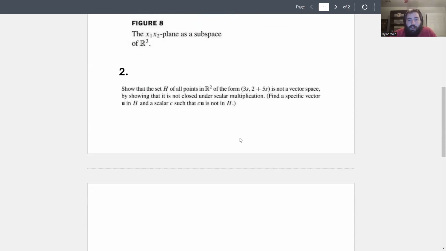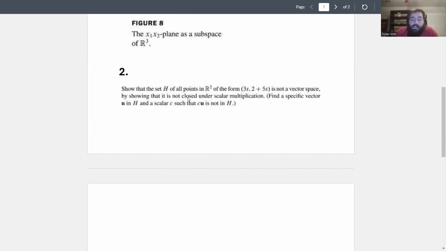Show that the set H of all points in R2 of the form (3s, 2 plus 5s) is not a vector space by showing that it is not closed under scalar multiplication. Meaning we need to find a specific vector u in H and a scalar c such that cu is not in H, which is a lot of verbiage, but is honestly not too crazy to think through if we get rid of some of the heavier math jargon.